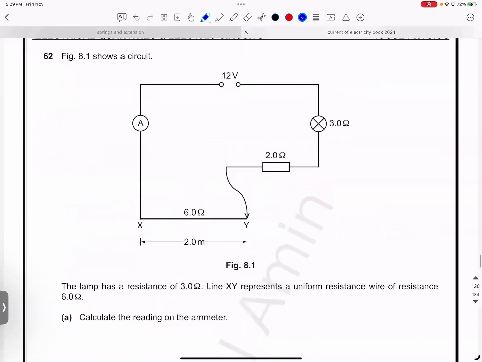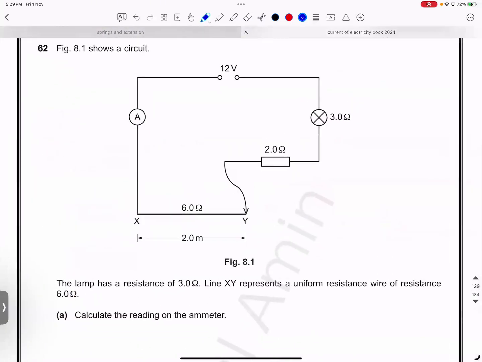Next question. 62. The figure 8.1 shows a circuit. The lamp has a resistance of 3 ohms. Line XY is a uniform resistance wire, 6 ohms. Calculate the reading on the ammeter. Ammeter reading means current. So you want to find I.